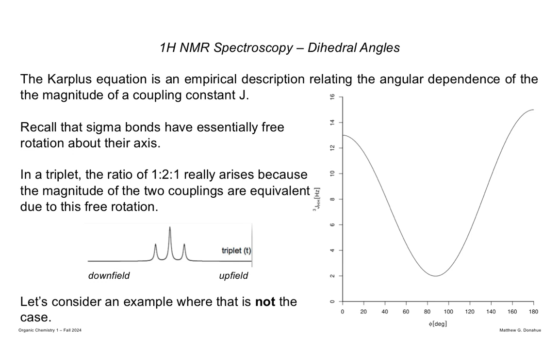So the Karplus equation is an empirical description relating the angular dependence of the magnitude of the coupling constant J. Because sigma bonds have free rotation about their axis, you're getting this average. So again, this distance here and that distance there are the same due to the free rotation. But what happens if you do not have free rotation? How does that influence the coupling constant?